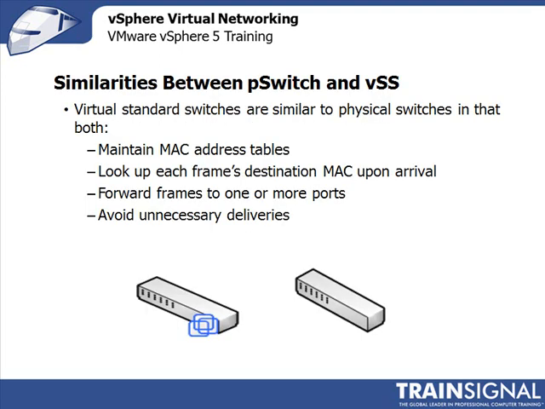Now let's take a look at some of the similarities that exist between physical switches and virtual switches. Virtual switches are similar to physical switches in that they both maintain MAC address tables, they both look up each frame's destination MAC upon arrival, they both forward frames to one or more ports, and they both avoid unnecessary deliveries.